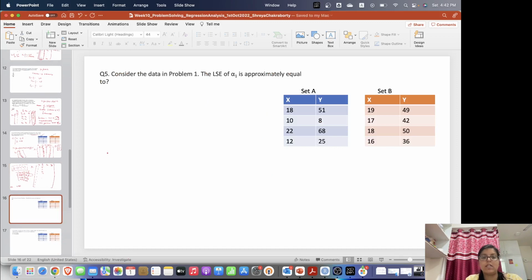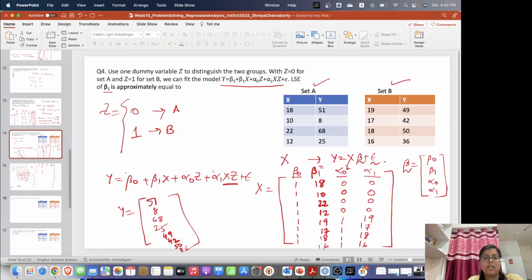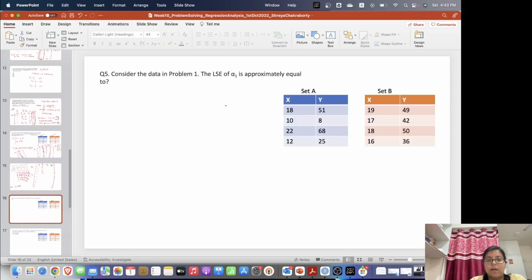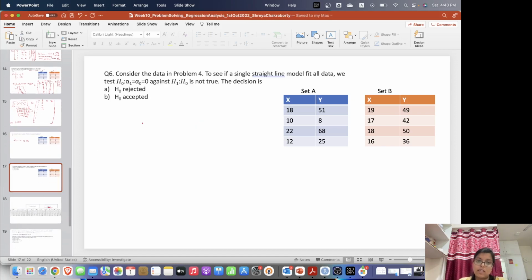Here again, what is the estimate of alpha 1? The last one is alpha 1, because the last column corresponds to alpha 1, which has a coefficient of xz. So alpha 1 hat is coming from the previous result, minus 0.113. Pretty straightforward. Let's proceed to the next sum.